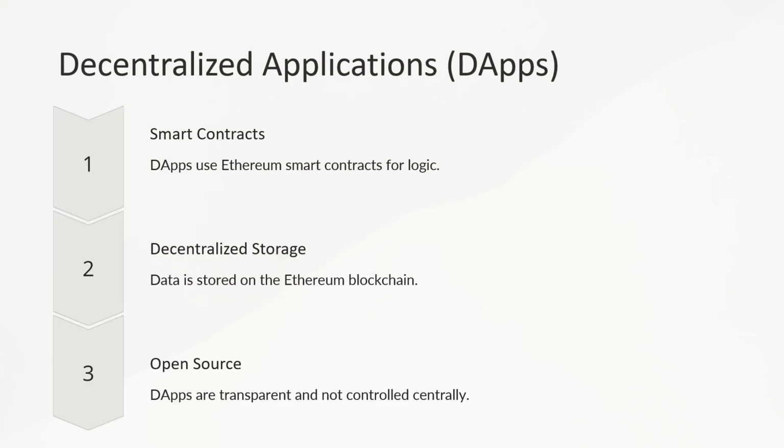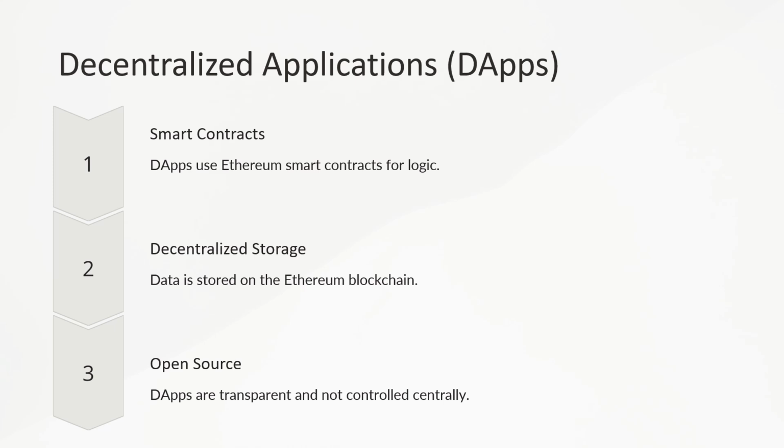Developers can create dApps or decentralized applications using Ethereum. These applications run on a blockchain or peer-to-peer network and utilize smart contracts for their logic. They offer decentralized storage and are open source, meaning they are not controlled by any central authority. These were some key features specific to Ethereum.